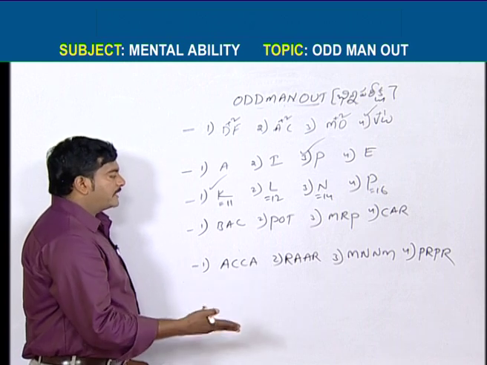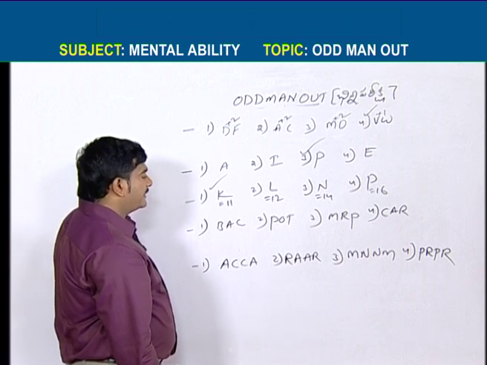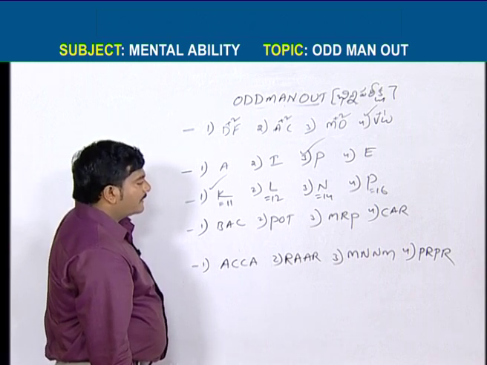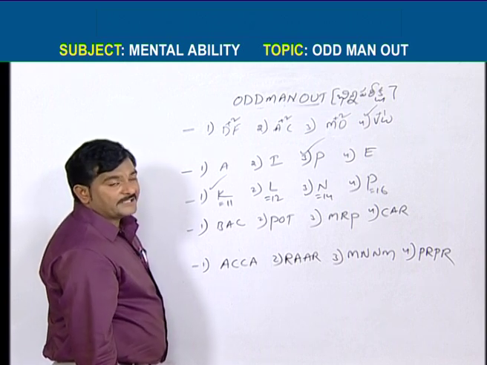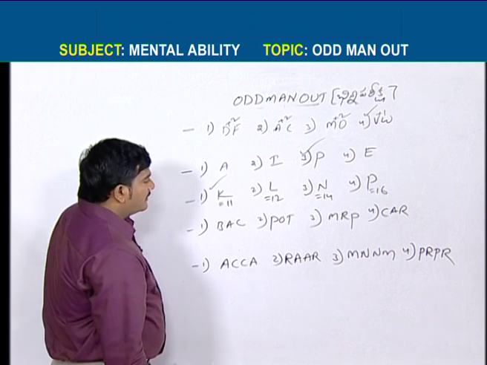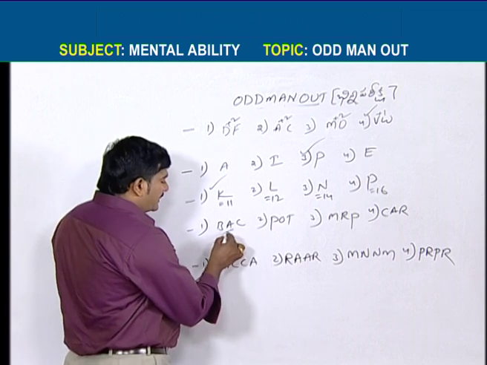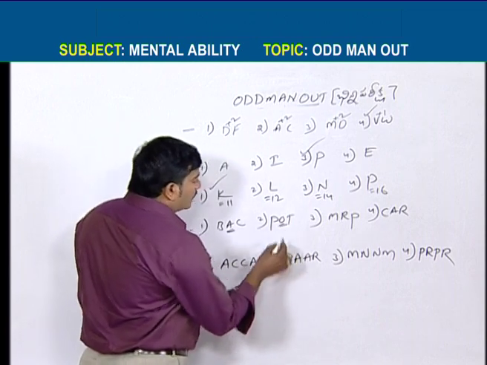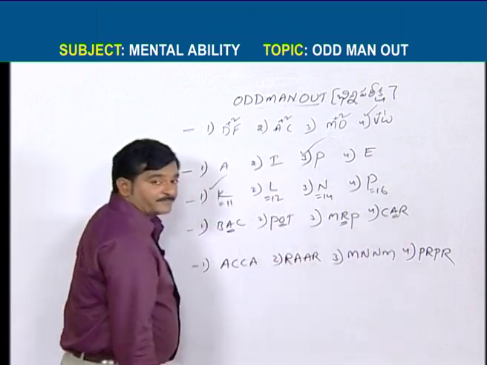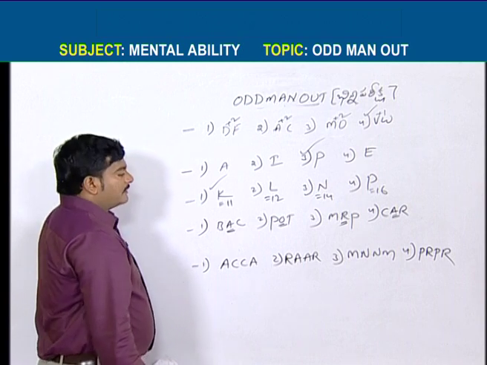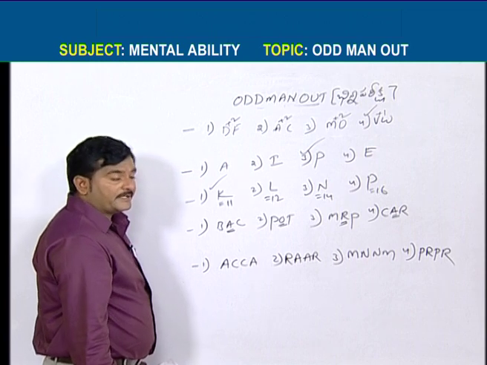Here meaning is not required. What is BAC? What is POT? So irrespective of meaning, it is not required. BAC, POT, MRP, and the next one is CAR. It is very clear. Just in all the words, observe the middle letter. What is the middle letter here? A. What is the middle letter here? O. What is the middle letter here? R. What is the middle letter here? A. So the silly logical thing is, in remaining all the options, the middle letter is a vowel.